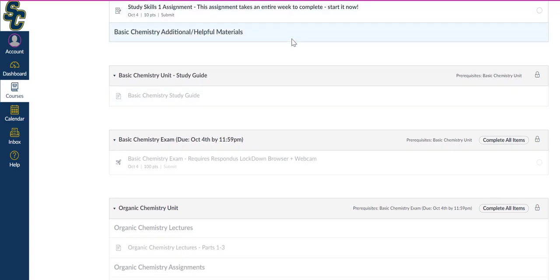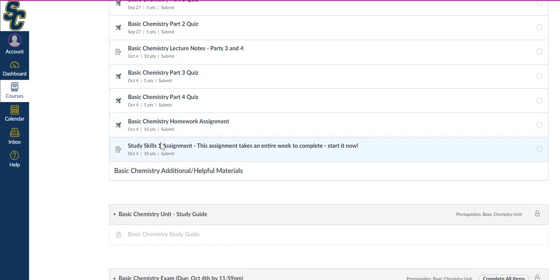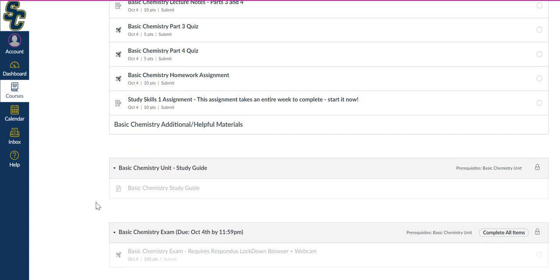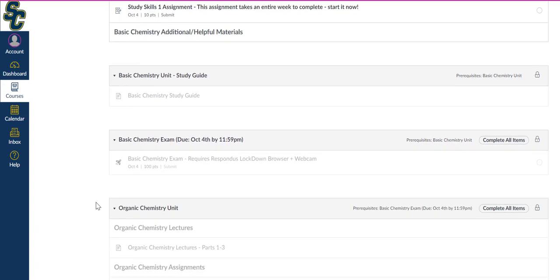Once you've completed this entire unit, not only will the study guide unlock, but the exam will unlock as well. And please note that the exam is due on the same date as the second half of the unit is due. Okay, so please do use your time wisely. Make sure that you're on top of things. Work on parts 3 and 4 at the beginning of the week so that you can submit those assignments and you'll still have time to complete the exam.